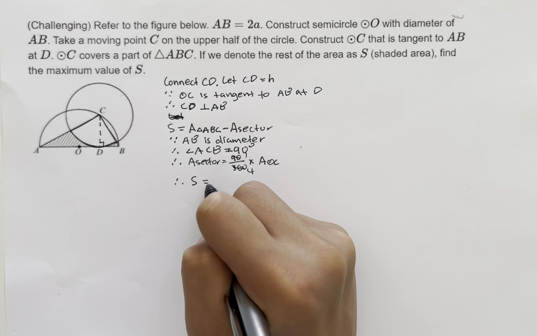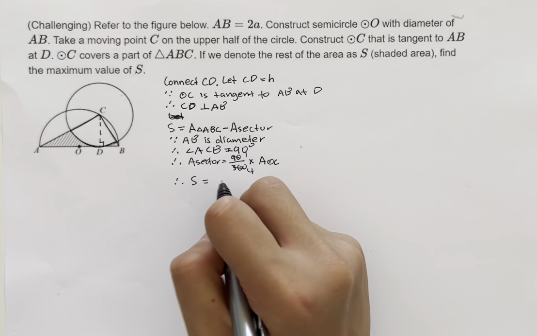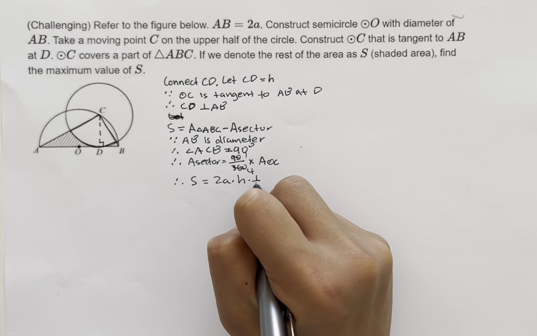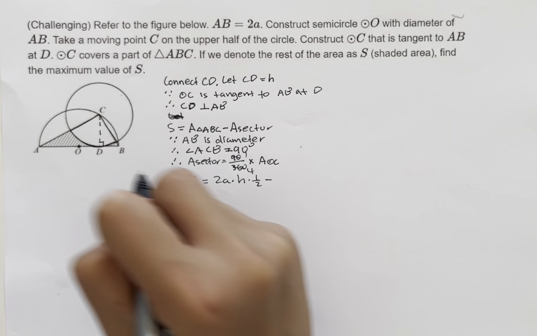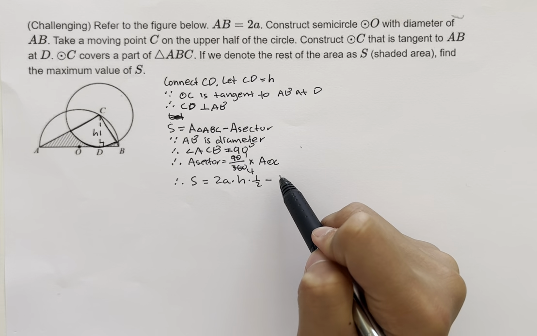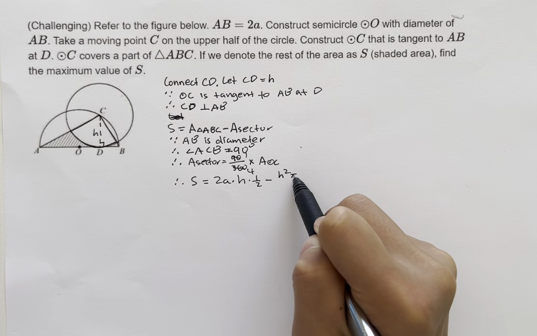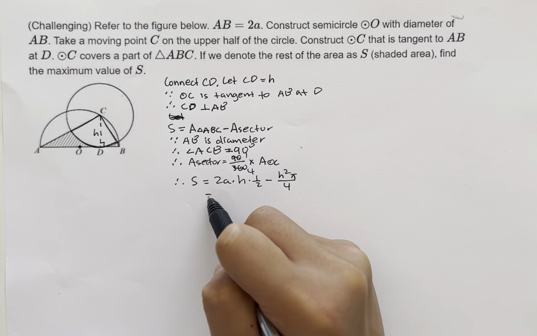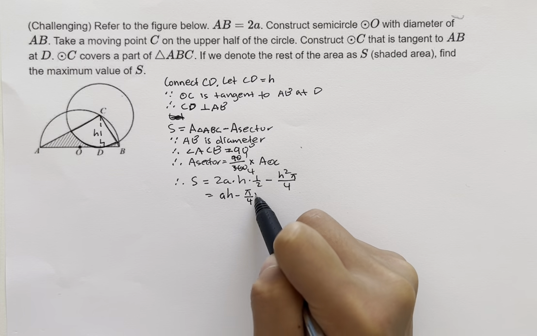So S equals triangle ABC's area, which equals AB, which is 2A, times H times 1/2, minus, well, we know that CD equals H, so the area of circle C is going to be H squared pi. H squared pi over 4. Simplify to get this equal to AH minus pi over 4 H squared.